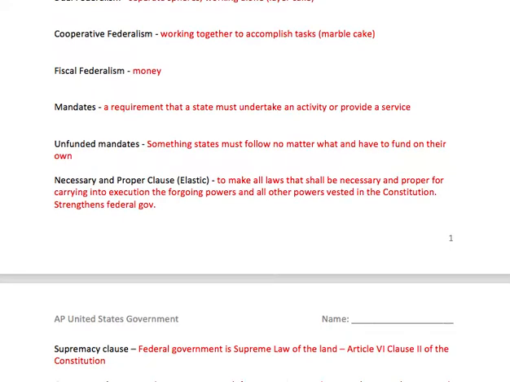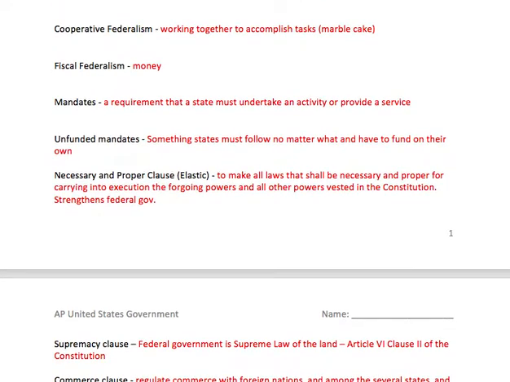A mandate, something that the federal government is requiring a state to do. For example, ADA mandates, some of those are unfunded, making the states pay for those things. You must do this, but we're not going to provide money for it.